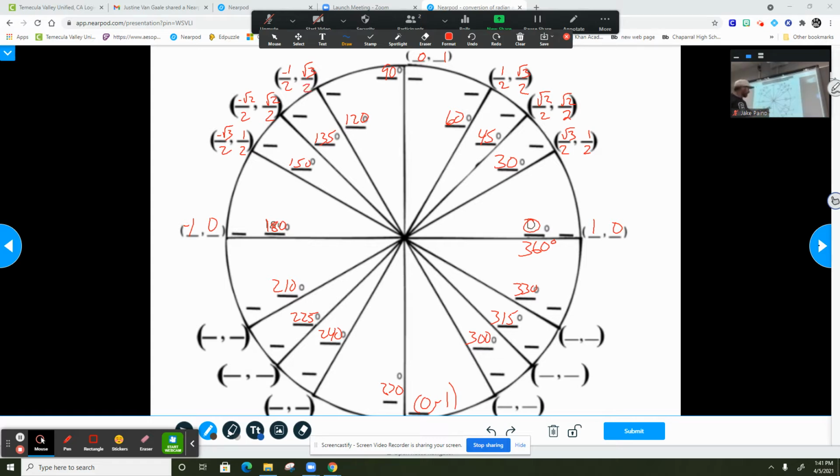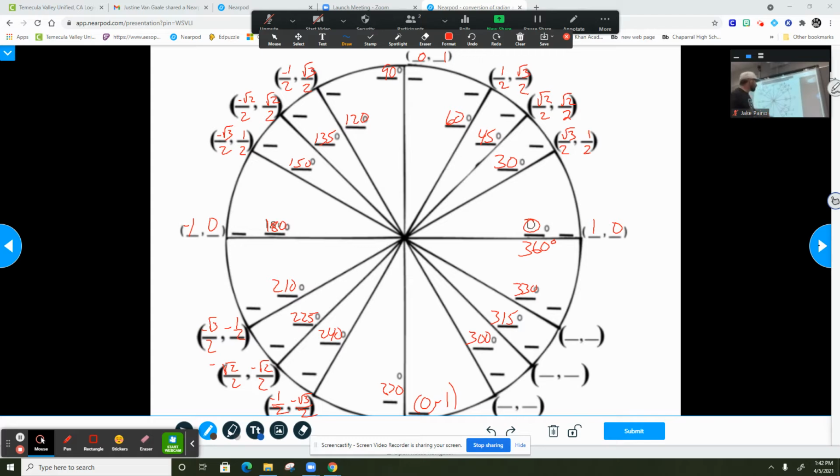Down in the third quadrant, both the x and y are going to be negative. So this will be negative rad 3 over 2, negative 1/2. Negative rad 2 over 2, negative rad 2 over 2. And then down here, negative 1/2, negative rad 3 over 2.